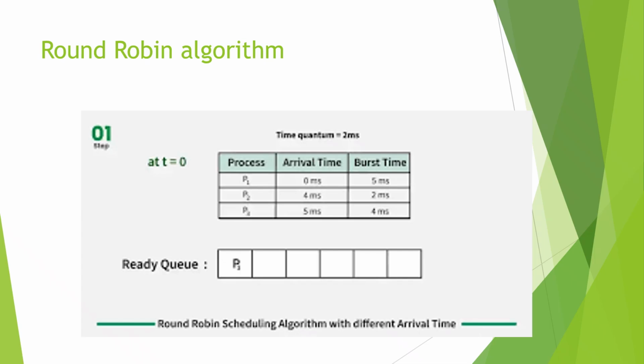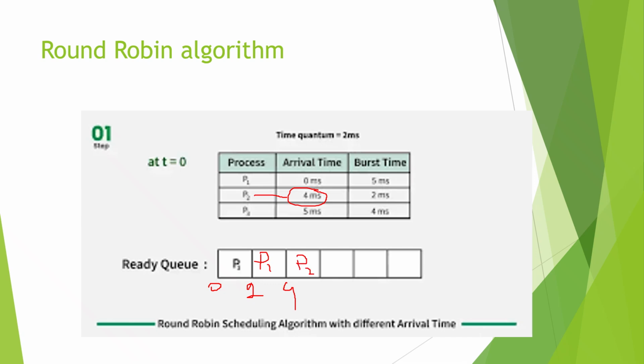And round robin algorithm. Here we see three processes P1, P2, and P3 according to arrival time 0 millisecond, 4 millisecond, 5 millisecond. At time 0, P1 process comes and then it will run 2 milliseconds. In 2 milliseconds there is no process come because the next process comes at 4 milliseconds. So then next 2 milliseconds P1 process will run. In 2 milliseconds P2 process comes and it will run 2 milliseconds.